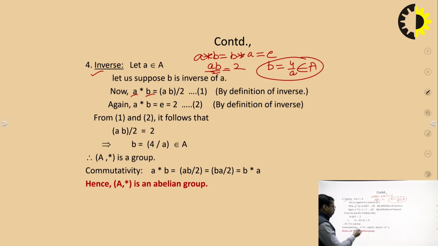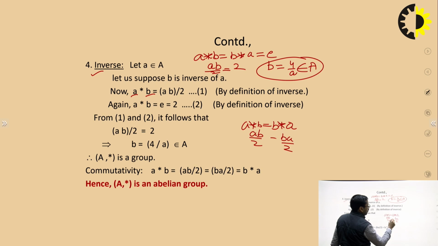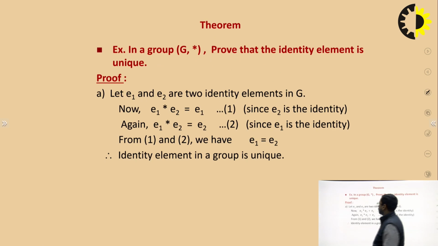And the commutative property is also satisfied. Here a star b equal to b star a, because after applying the operation, ab upon 2 and ba upon 2, the resultant value will not change after changing the order. So the resultant will be the same. So we can say it is an abelian group.